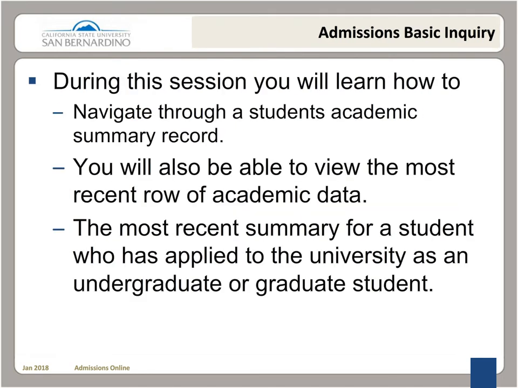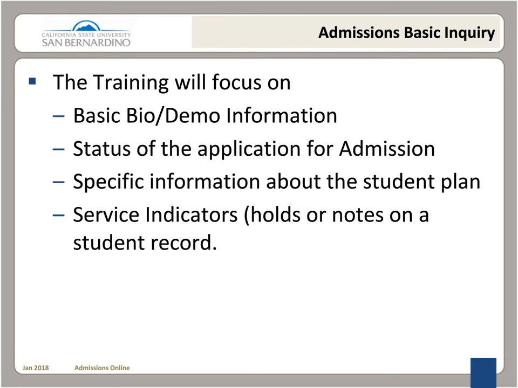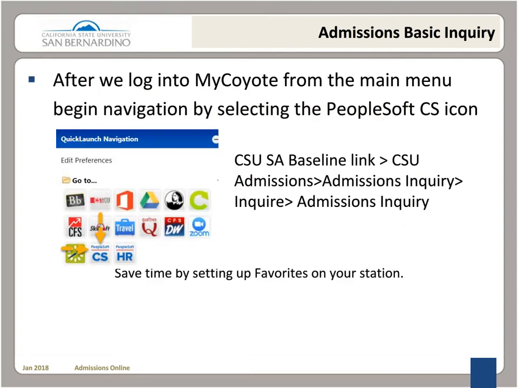The purpose of the admissions inquiry training is to show you some of the basic functionality for admissions. The training points will include basic biodemo information, the status of the application for admission, specific information about the student's plan, and service indicators.